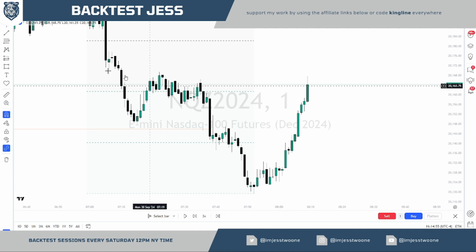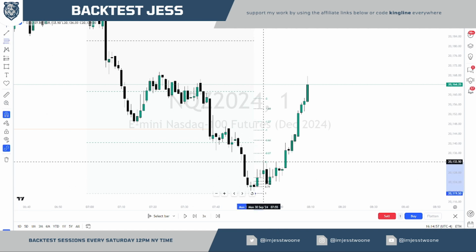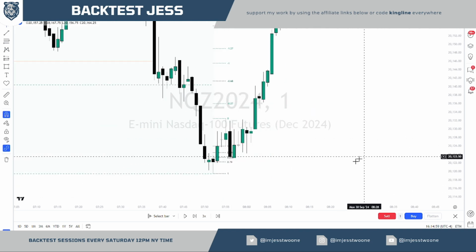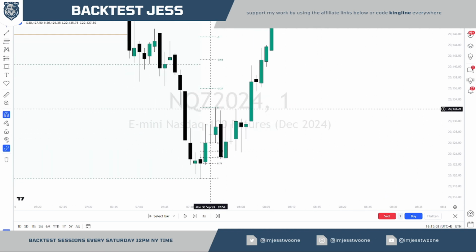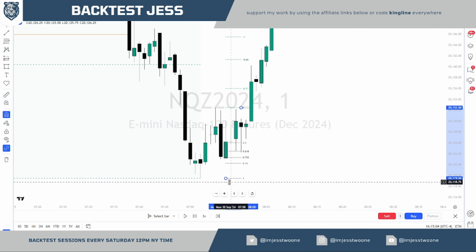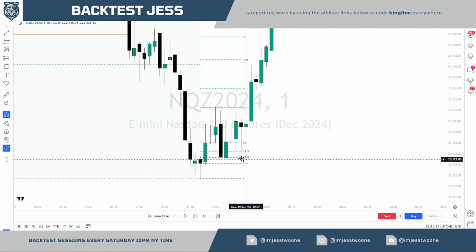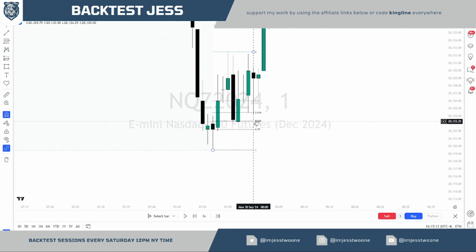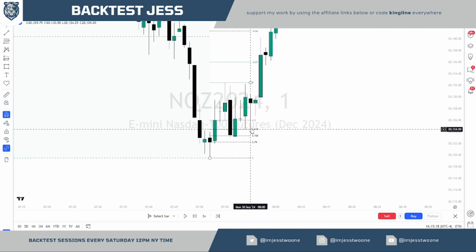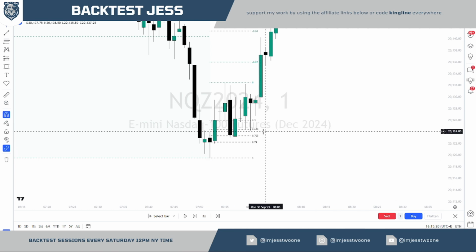So we retrace here. I don't know if you guys all saw that. It did come back into discount. It did come back into equilibrium. It came right into, once again, the actual OTE level, 0.705, not 62. 62 is a universal retracement level for the entire trading industry. 0.705 is the actual optimal entry that ICT coined and got famous for.